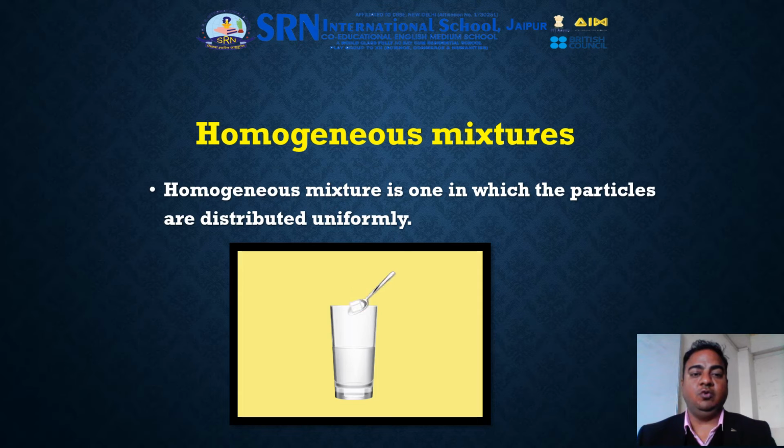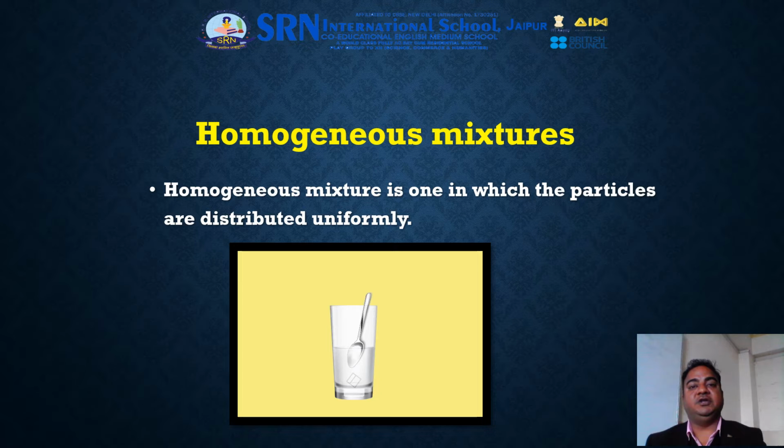Let us come to the homogeneous mixture first. A homogeneous mixture is one in which the particles are uniformly distributed. Now what do we mean by the particles being uniformly distributed? I'll give an example for this. For example, we take some sugar in a glass of water and we dissolve the sugar into the glass of water. After some time, we see that the sugar has completely dissolved in water.